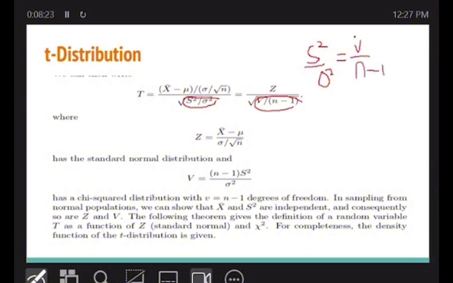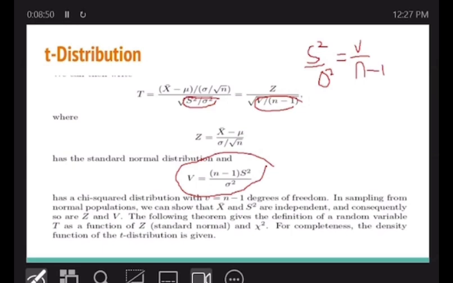When I solve for V, I'm actually going to have this guy. And do you know what V represents? That's a chi-square. You remember the other time when we were dealing with a chi-square, I told you a chi-square statistic is n minus 1 multiplied by sample variance divided by population variance.